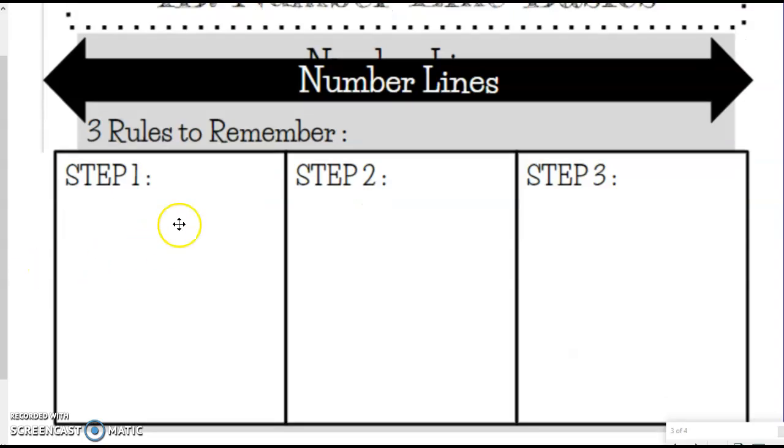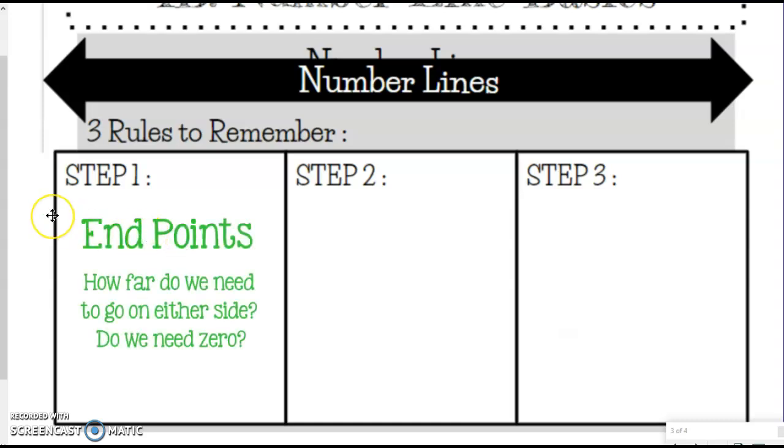Okay, so step 1 is to figure out your endpoints. You have to figure out what your endpoints are going to be. So you're asking yourself, how far do you need to go on either side? So basically how far those numbers would go as far as big or small, and do you need 0, right? If you have positive and negative numbers, you're going to have 0 in the middle to make that comparison. If you don't, then you don't necessarily have to have 0 on there, okay?